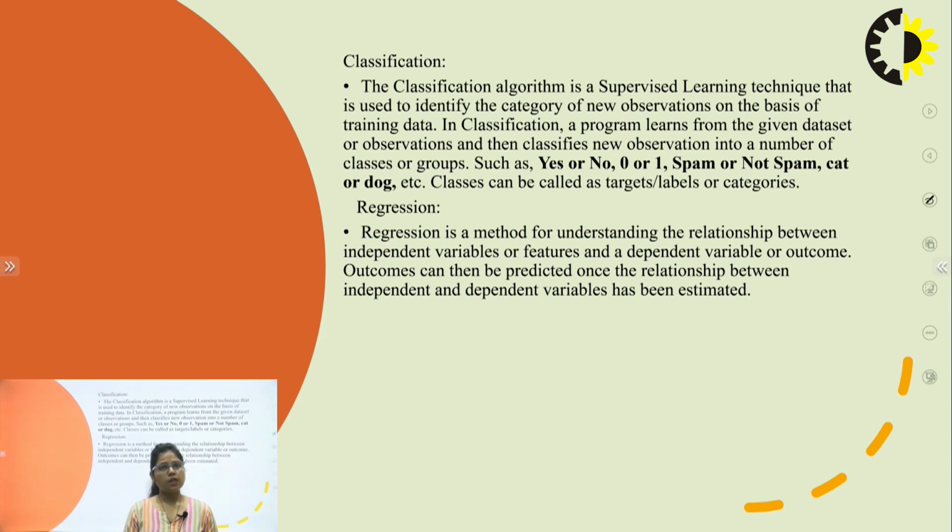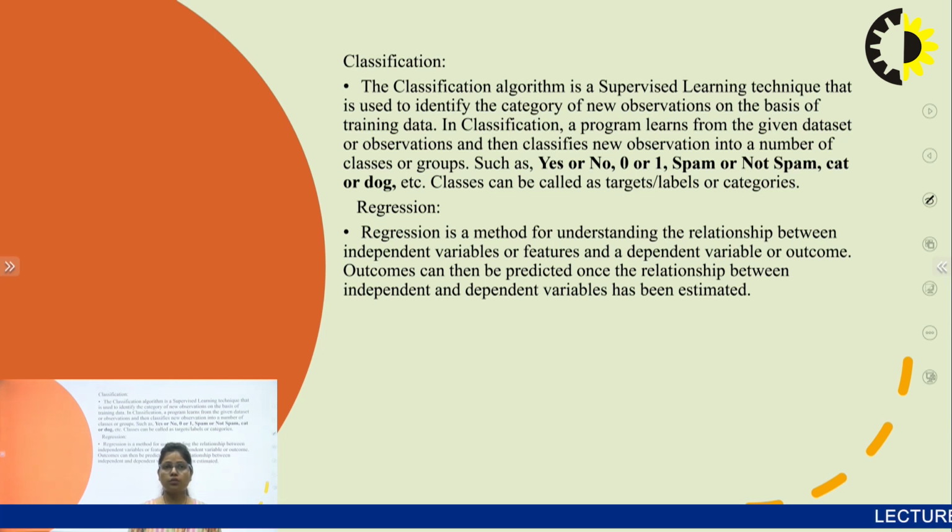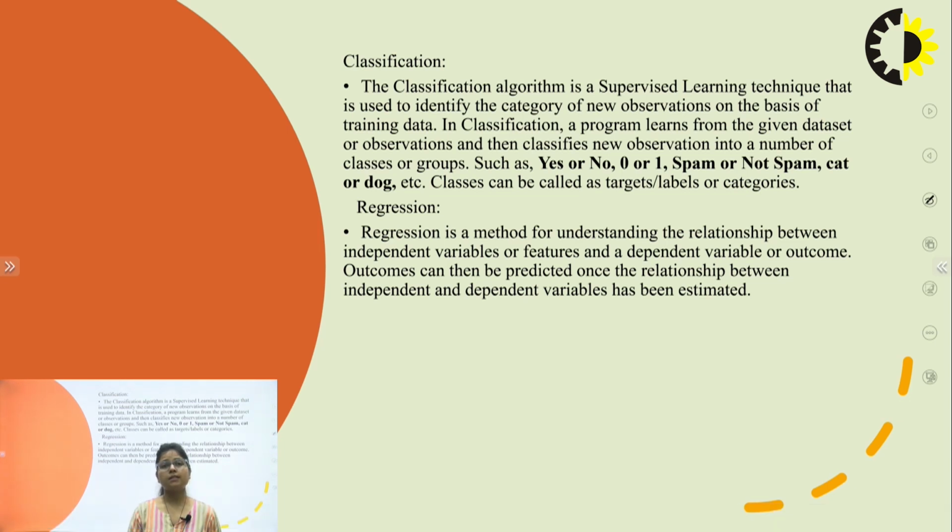Classification. The classification algorithm is a supervised technique that is used to identify the category of new observations on the basis of training data. In classification, a program learns from the given dataset or observations and then classifies new observations into a class or group, such as yes, no, 0, 1, spam, not spam, cat, dog, etc. Classes can be called targets, labels, or categories.